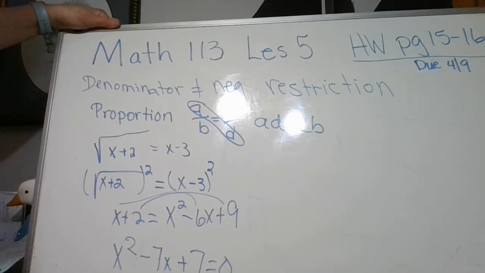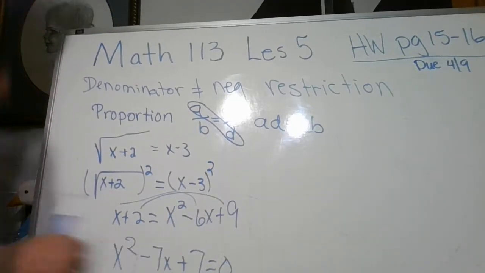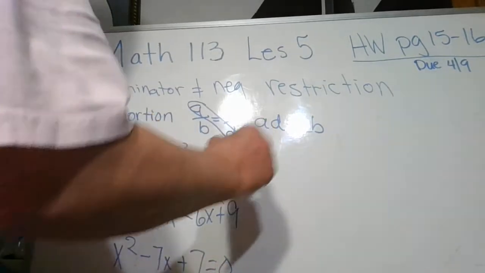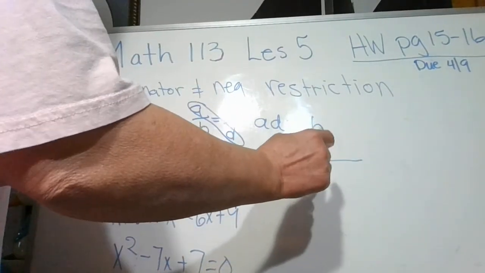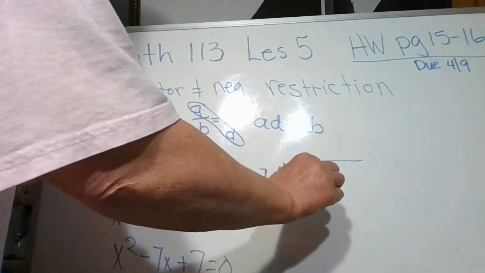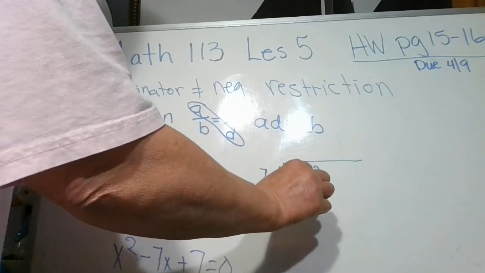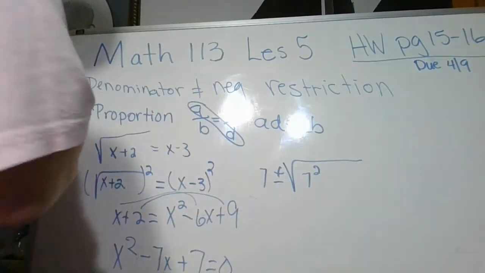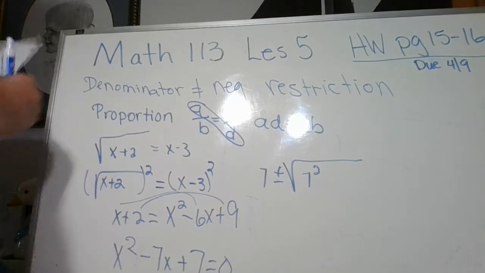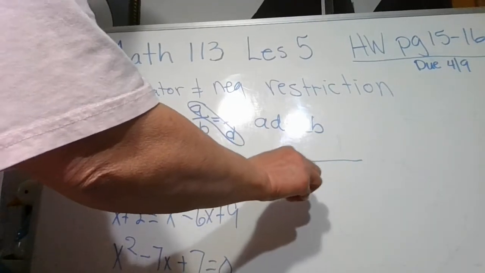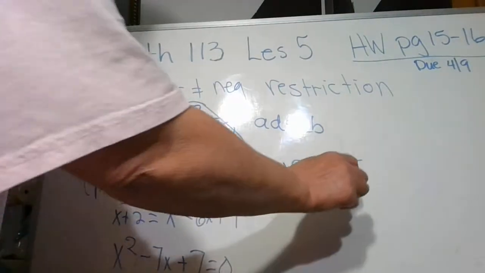I don't see any way we can factor that except use that good old quadratic formula. So you're going to end up with 7 plus or minus the square root of negative 7 squared, I'm sorry, this down here, never mind, it is negative x, minus 4 times a, which is 1, times 7.